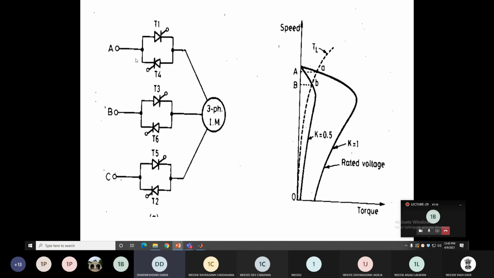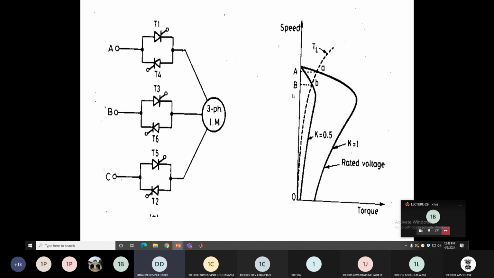Here you can see the three-phase AC voltage controller. This is A phase, B phase, and C phase. We already learned the basic concept of AC voltage controller: two thyristors in anti-parallel. By changing the firing angle of both thyristors, we can control the magnitude of the output voltage. In the same way here, by controlling the firing angle of all the 6 thyristors, we can control the magnitude of the three-phase output voltage. This controlled output voltage is applied to the three-phase induction motor. In this way, we can control the torque and speed of the induction motor.